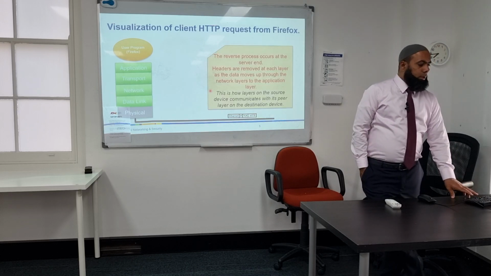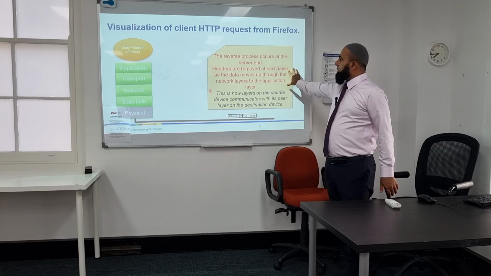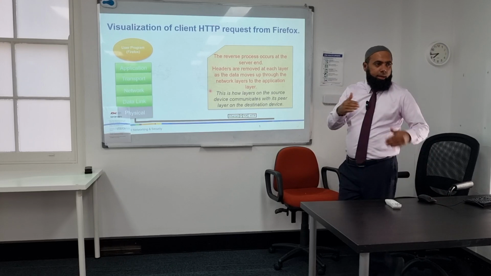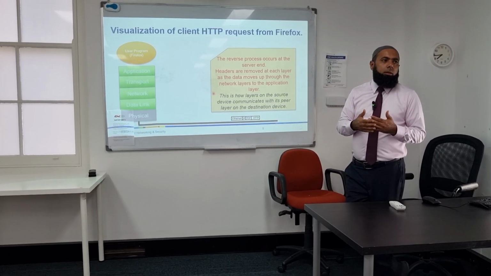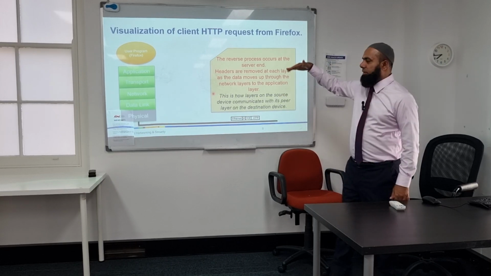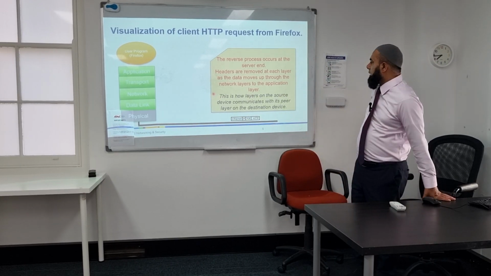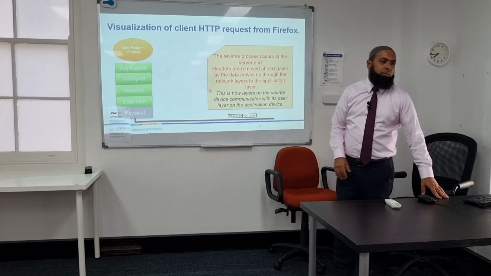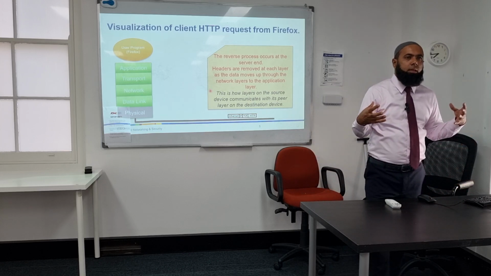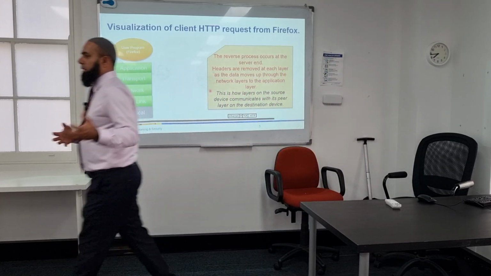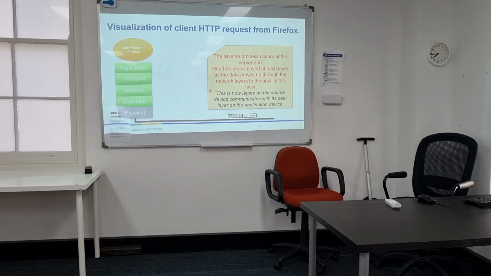So the reverse process occurs at the server end. Headers are removed, step by step as it goes back, until it reaches the level where you get the same message again. This is how a layer on the source device communicates with its peer layer on the destination device. So any two devices on different places with different relationships. Either it's a client-server relationship. What are other relationships we have learned?